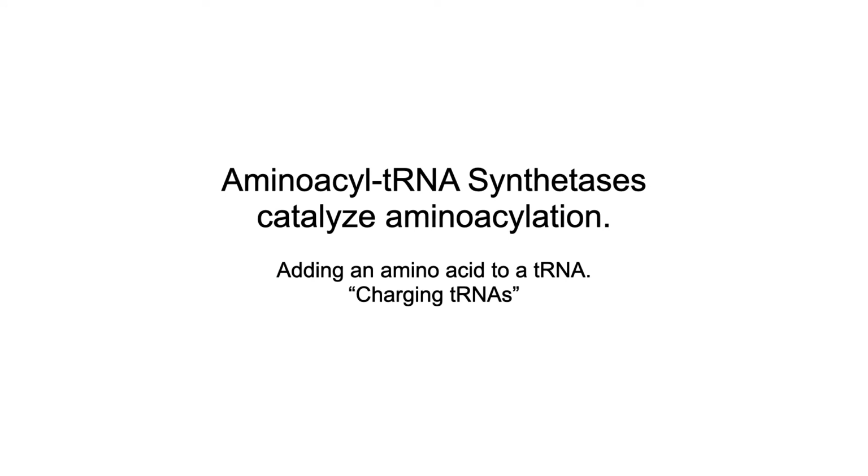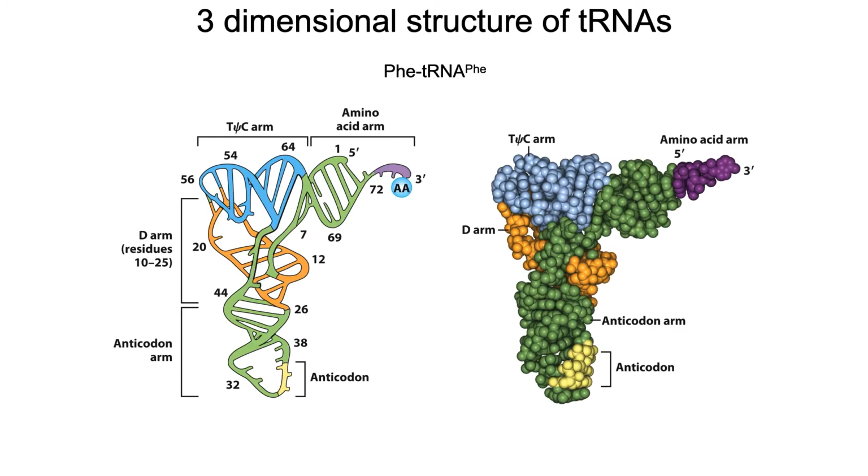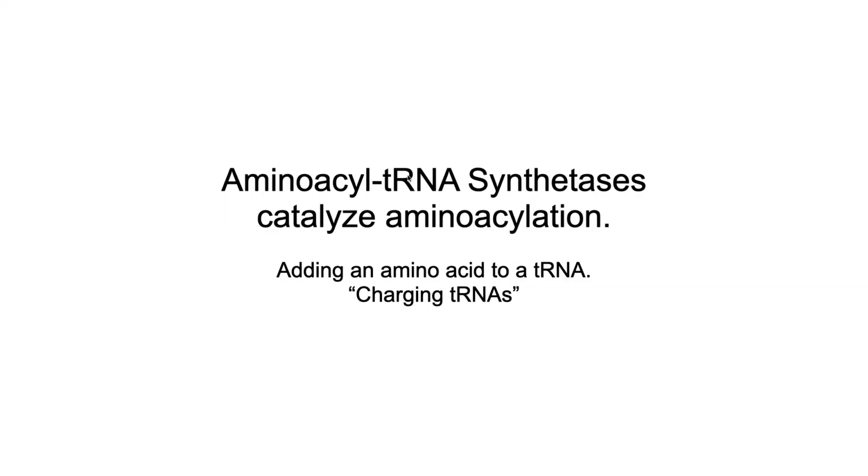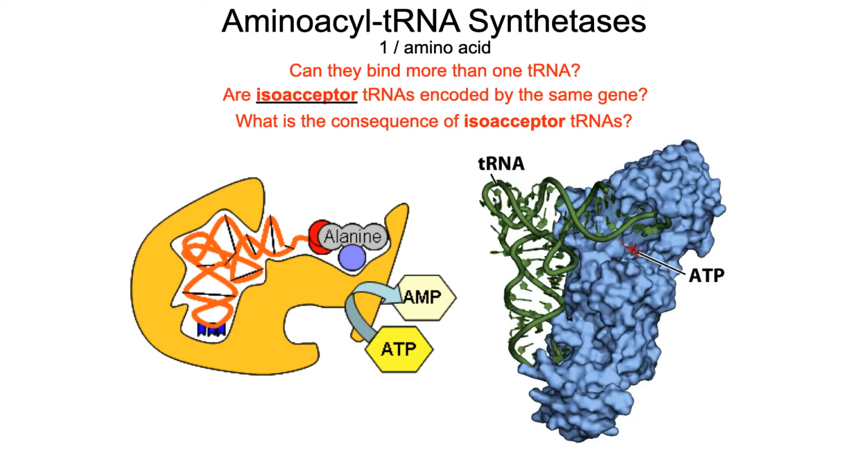Now, the enzyme that catalyzes the charging of a tRNA, meaning the enzyme that catalyzes the formation of a covalent bond between the amino acid and the 3' end of a transfer RNA, is called an aminoacyl-tRNA synthetase. And each aminoacyl-tRNA synthetase binds to a single amino acid. So this one here is an alanine aminoacyl-tRNA synthetase. It only binds alanine. So there's 20 different synthetases, one for each amino acid.